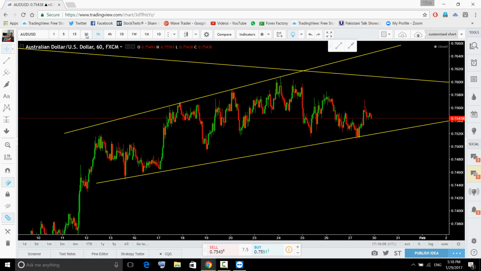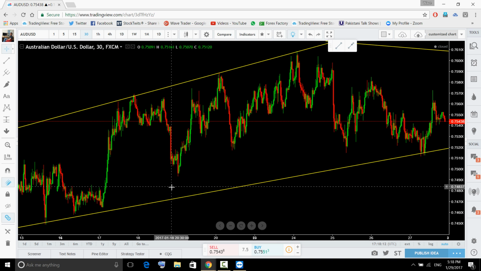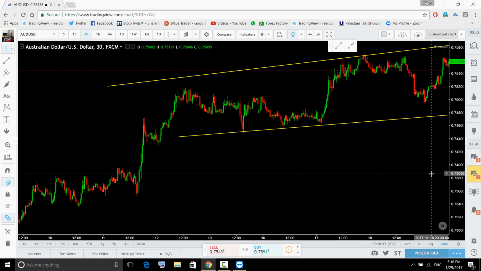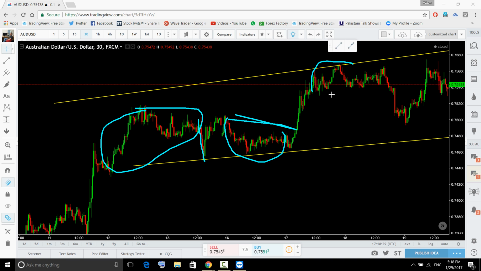If we look at the lower time frame for price action, we can see price action is getting stronger and stronger at the top. There was some bullish price action somewhere here. No price action here, no price action here. Here we got some price action for a bearish move.